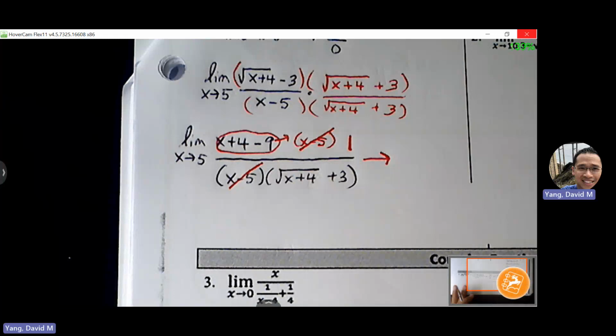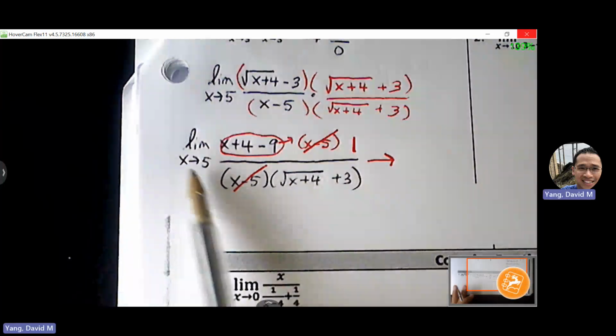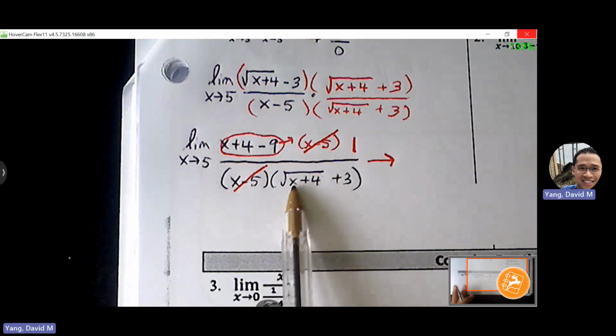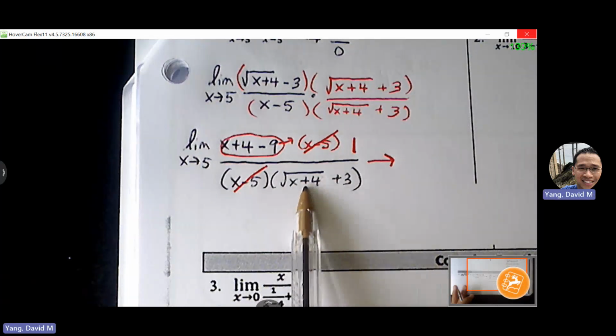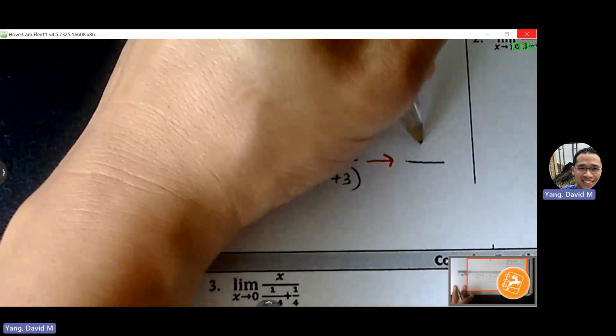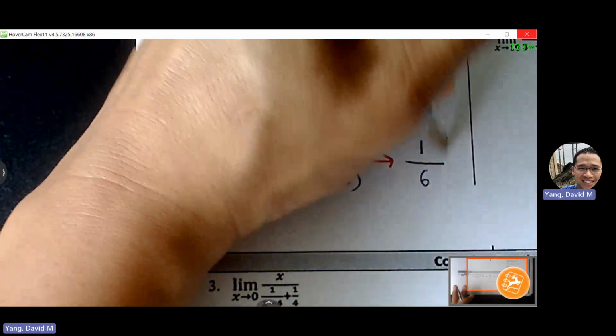Okay, so now the hole is gone. We should be able to reevaluate and get down to a real number. So replace the remaining x with 5. Root 5 plus 4 is root 9. Root 9 is 3. 3 plus 3 is 6. Don't forget, it's not just 6, it's 1 over 6, right? There's a 1 in the numerator.